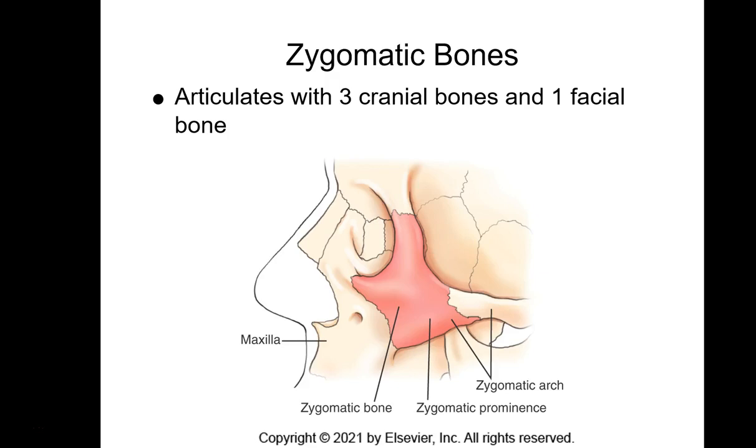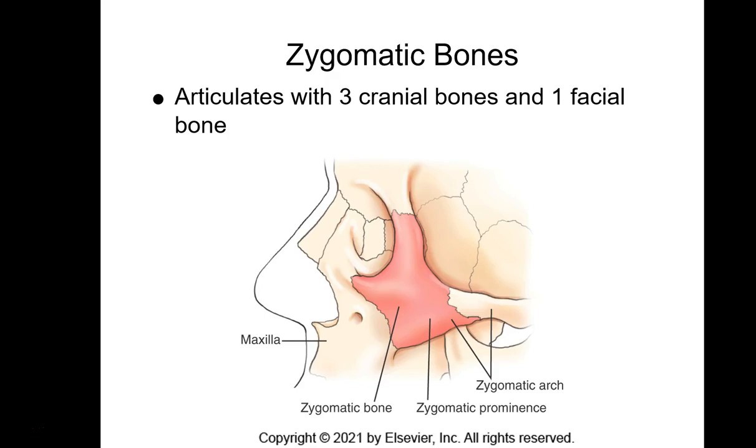Projecting posteriorly from the zygoma is a slender process that connects with the zygomatic process of the temporal bone. And you can see that relationship here. Remember, that forms the zygomatic arch. The zygomatic arch, remember, is a delicate structure that can be fractured by a blow to the cheek, causing that arch to cave in or collapse.